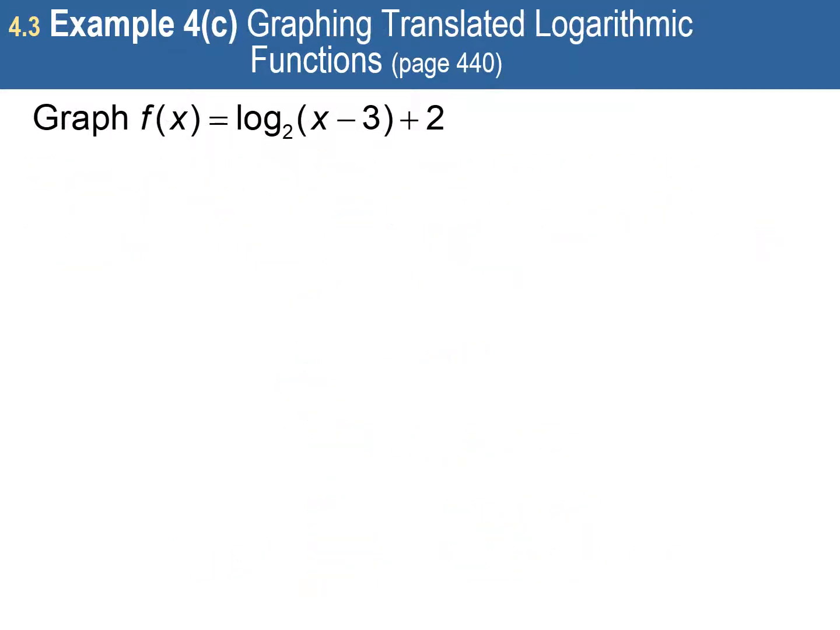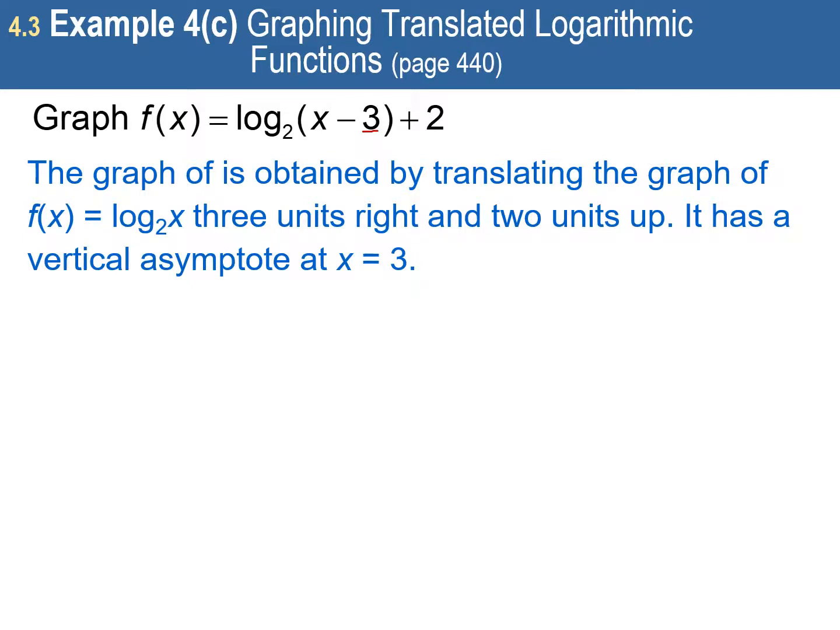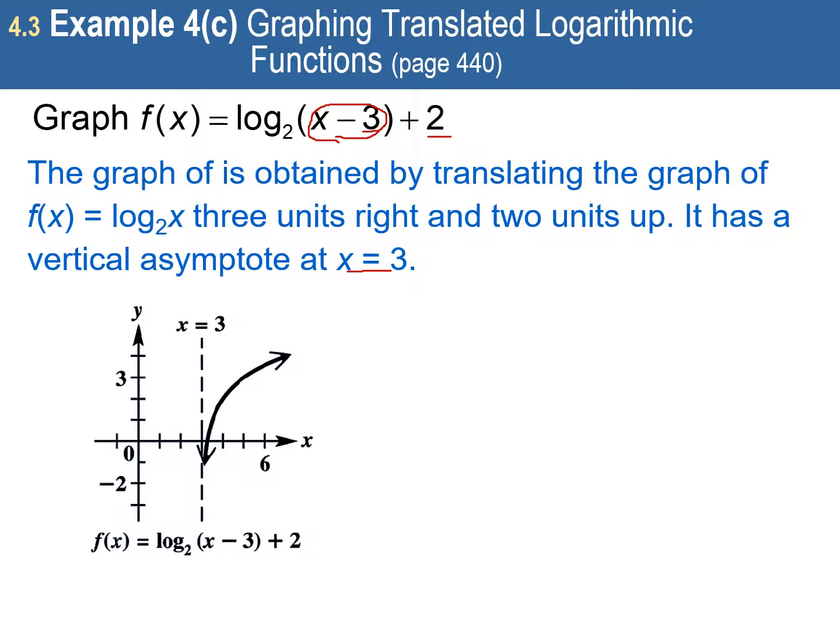Now, suppose I want to graph f of x is log base 2 of x minus 3, plus 2. This is going to be a horizontal shift to the right 3 and a vertical shift up of 2. The vertical asymptote is going to be when x minus 3 is 0, or when x is equal to 3. So put in your vertical asymptote. The domain is from 3 to infinity, and the range is all real numbers.